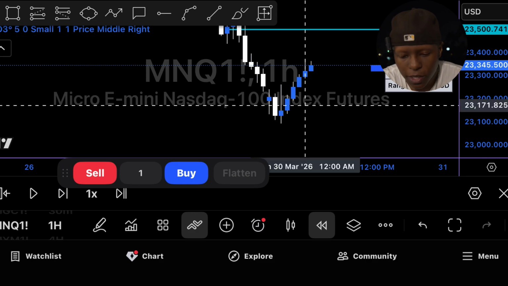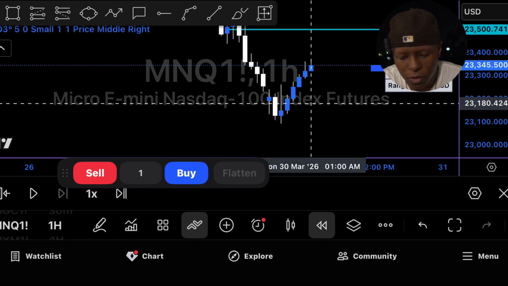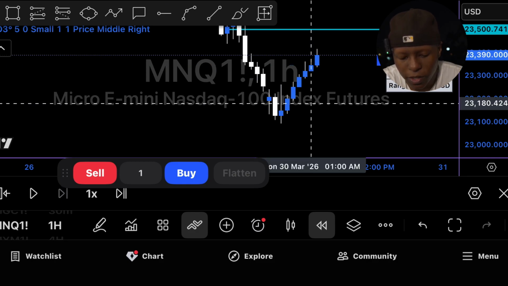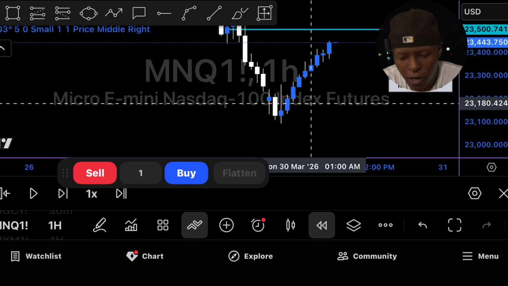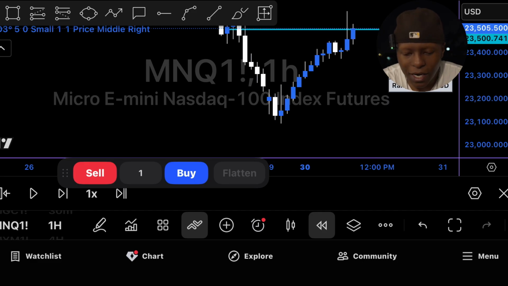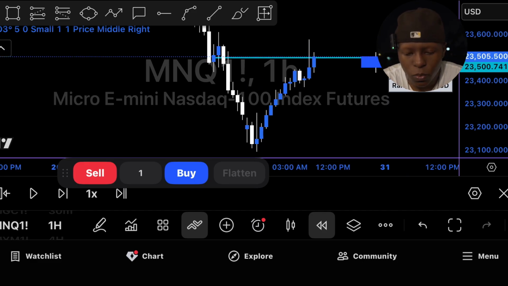Price is pushing up. This is currently 1 a.m. So we need to wait. This is 2 a.m. Eastern Standard, 3 a.m. Eastern Standard, 4, 5, 6, 7, 8, right? At 8 o'clock Eastern Standard Time, this is actually where we are at.